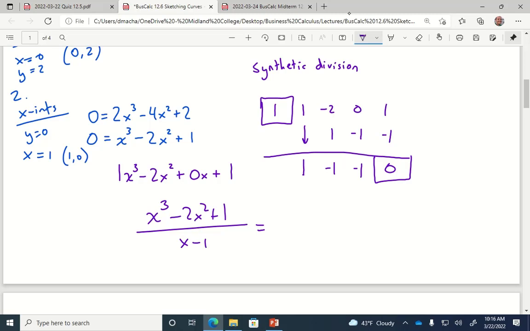But to interpret these numbers, 1, -1, -1, we're going to assign this -1 to be our constant, this -1 to be my x term, and this 1 to be my x squared term. So dividing x cubed minus 2x squared plus 1 by x minus 1, the quotient here is x squared minus x minus 1. Again, if you don't remember synthetic division, I wouldn't worry about it personally. I would just get to this point on your exam and be like, oh, well, I guess I can't find any more x-intercepts. That sucks, and move on.